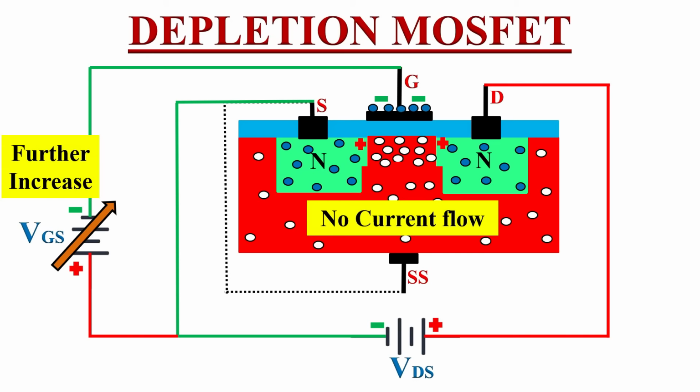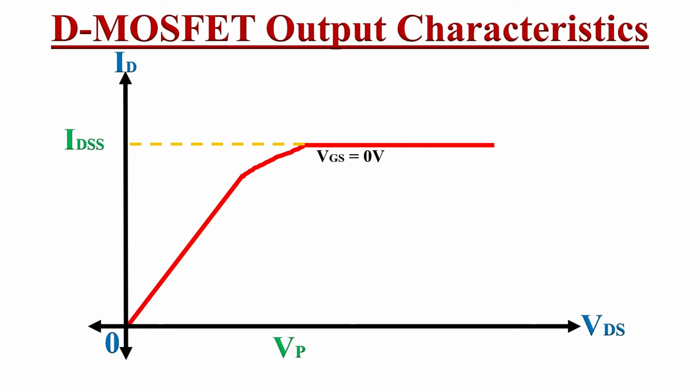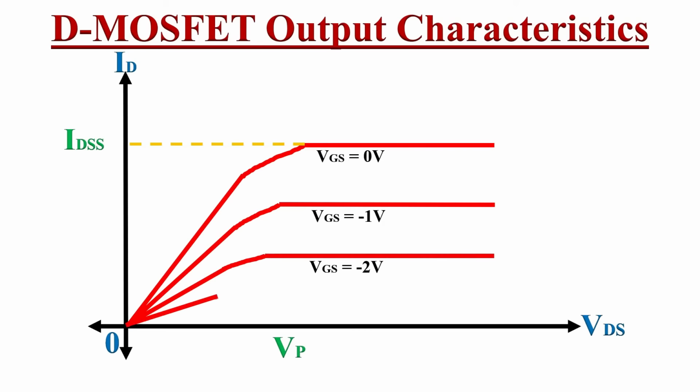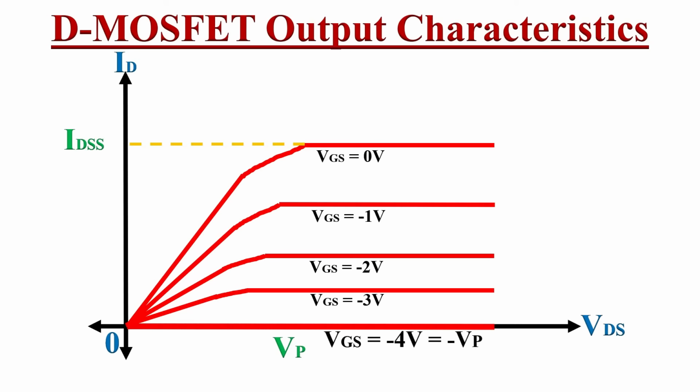So the rate of recombination of electrons and holes in this N-channel depends upon the applied negative voltage at the gate terminal. You can see this from the graph. As the value of VGS is negative, for example -1 volt, the value of the drain current will reduce. The drain current will keep on reducing as the value of VGS keeps on decreasing, like -2 volts, -3 volts, and so on. And at one particular voltage, this drain current will become 0. So this voltage of VGS is known as the pinch-off voltage.